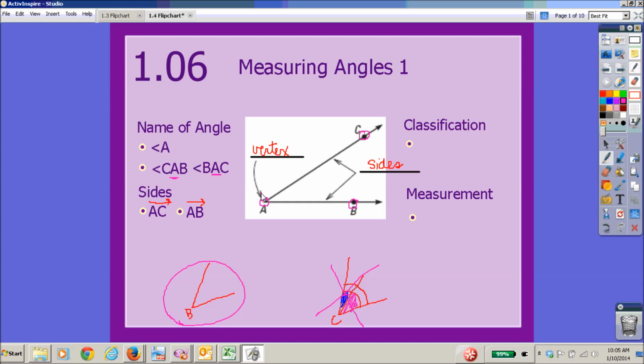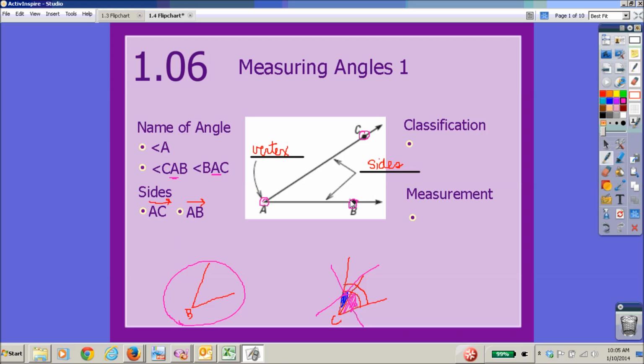Please, please, please know how to name an angle, because that is going to haunt you throughout your semester. When they ask questions later on in other units and you don't know which angle they're talking about, or you don't know how to correctly identify an angle, it will definitely hurt your score. So make sure you know how to name an angle.